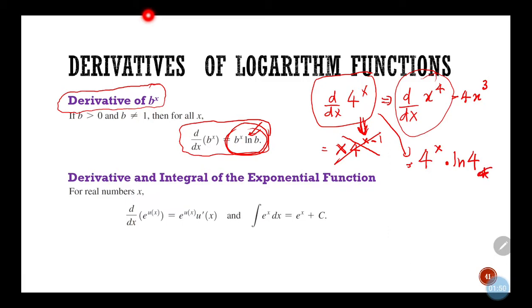Okay, based on this, then we have the derivative and integral. Integral terus. Patutnya integral ni dalam chapter 4, tapi masukkan terus. Of the exponential function for real numbers x. You tahu tak apa itu exponential? Kalau sebelum ni kita tahu natural logarithmic, y equals to ln x, kan? Ln ni apa dia? This is actually log x base e. E ni yang kita panggil exponential function.